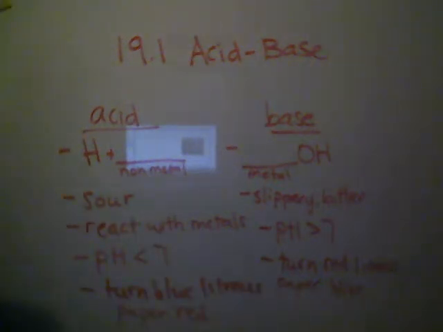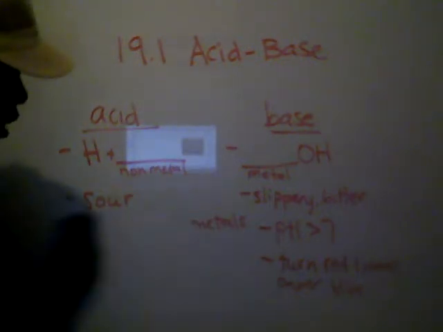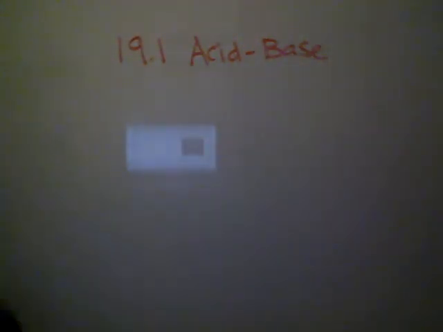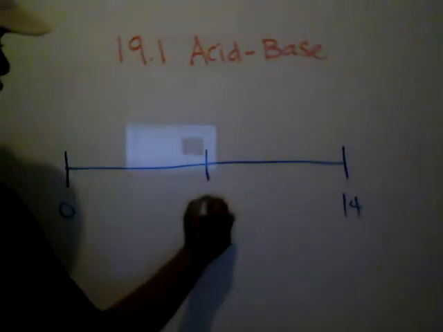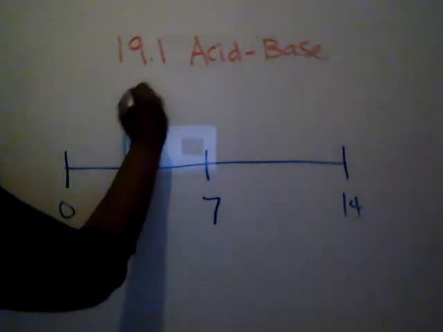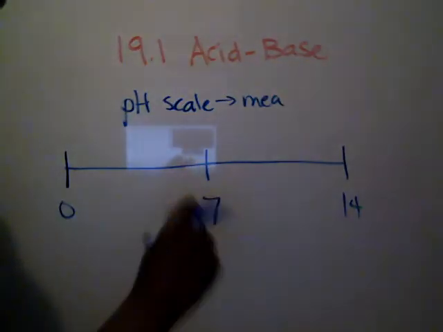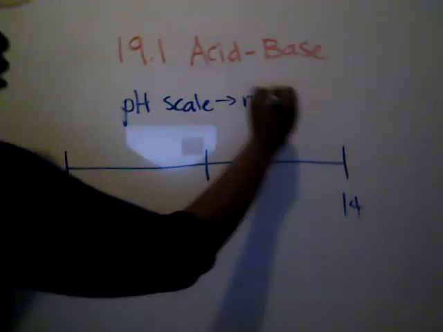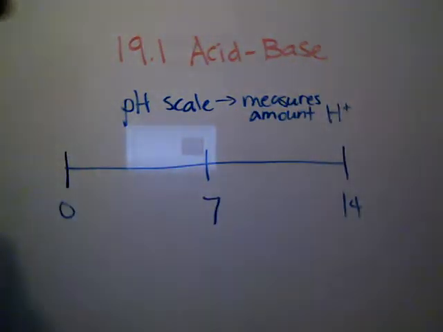Okay. Next, if we go into looking at the pH scale. Okay, so I'm going to erase this and write the pH scale. The pH scale is a scale that runs from 0 to 14. 7 is right here in the middle. Okay? So this is the pH scale. The pH scale measures the amount of hydrogens. And I'm going to write hydrogens as H+. So we're keeping track of the amount of hydrogens that are just floating in the solution.